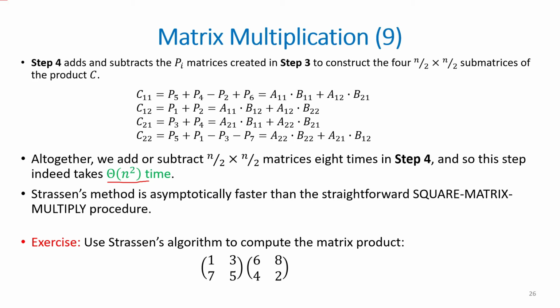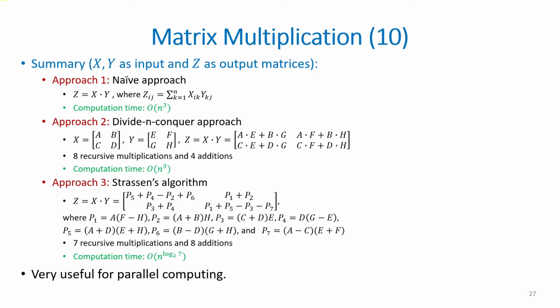As an exercise, I would like you to try to work out this multiplication using Strassen's algorithm. This slide summarizes the three approaches that we have studied for matrix multiplication, where we see that the third approach, Strassen's algorithm, actually has the better running time of big O of n^(log base 2 of 7). And this algorithm is very useful, especially in parallel computing.